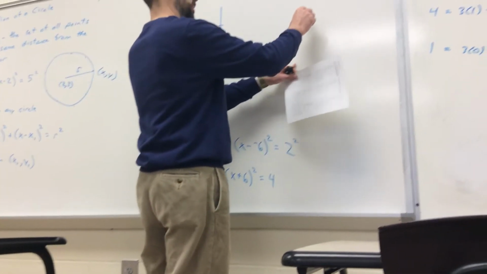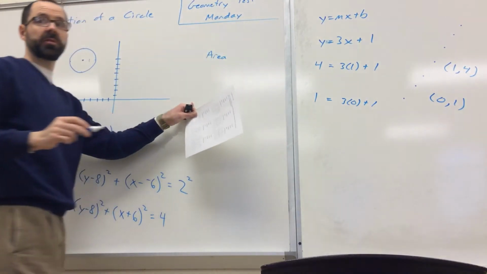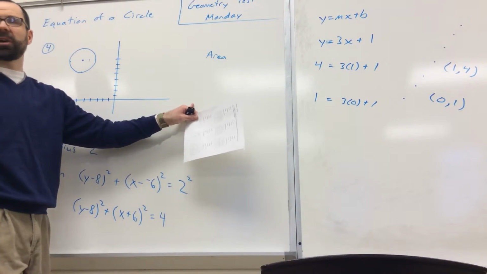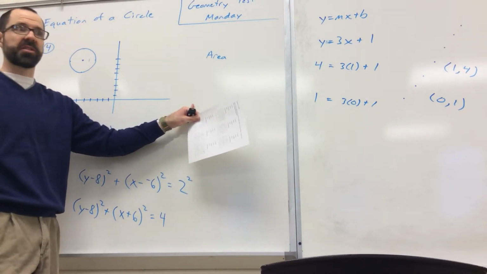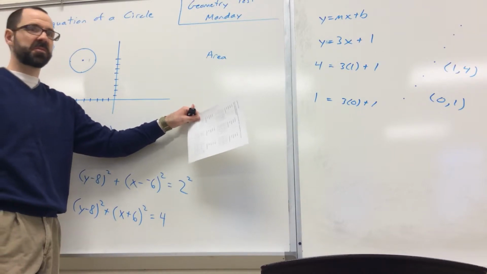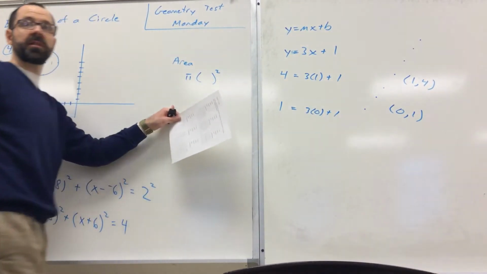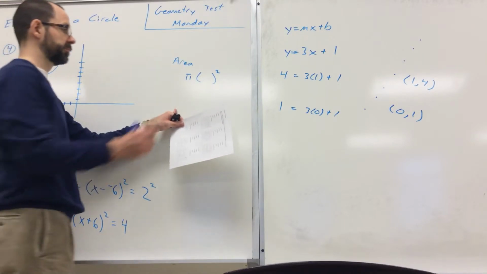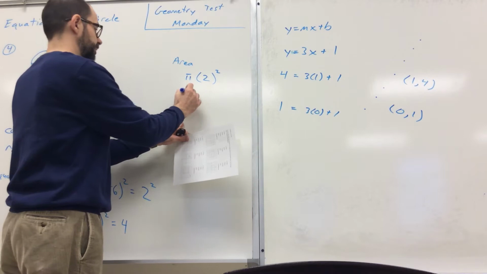All right, now it also asks for the area of the circle. So how do you find the area of a circle? It's been a while since we did that. It's pi times radius squared. Radius on this one is 2, so it's 4 pi.